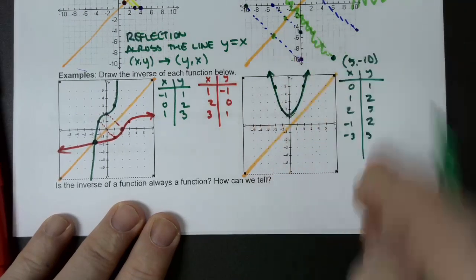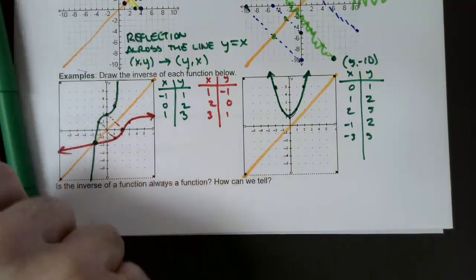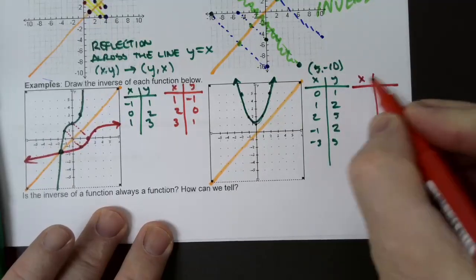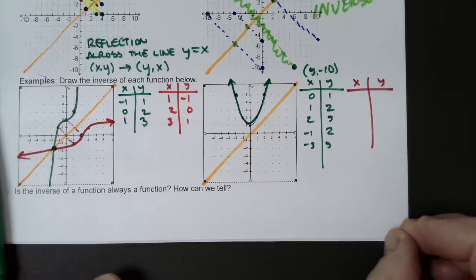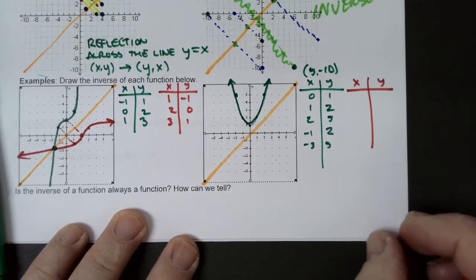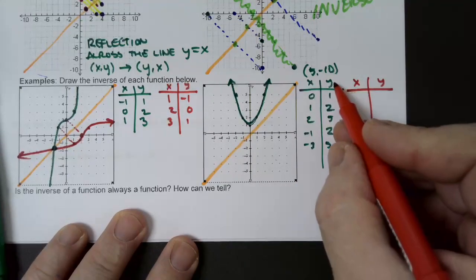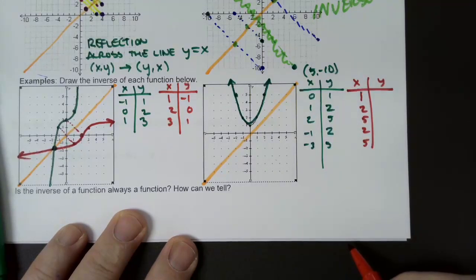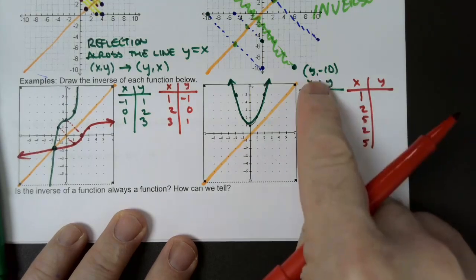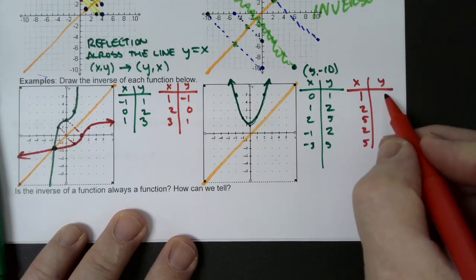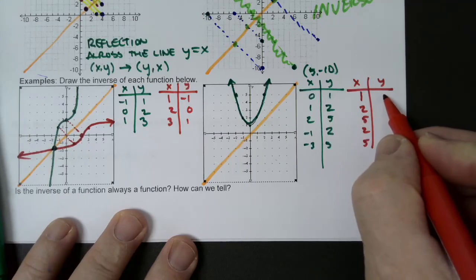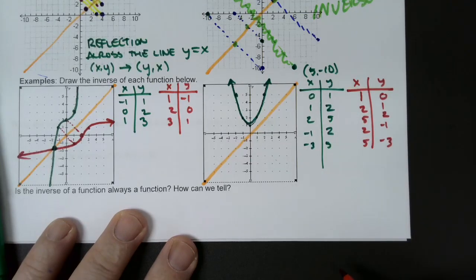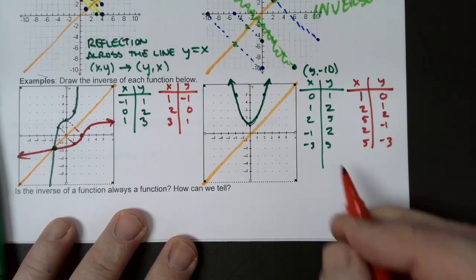Our reflection will also be a parabola, but it's going to be flipped the other direction. Again, there are different ways of doing this, but I think the easiest way is just flipping them around. All these y's, 1, 2, 5, 2, and 5, result in the corresponding x values being the y, or the output of the inverse function, which are 0, 1, 2, negative 1, and negative 3. And I just have to be careful to plot each one of these correctly.